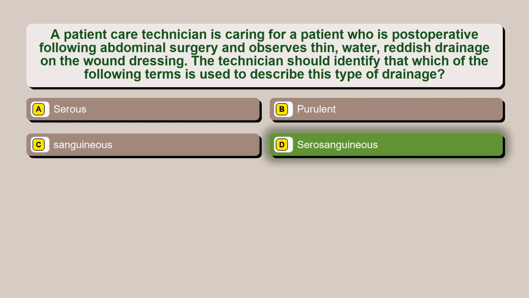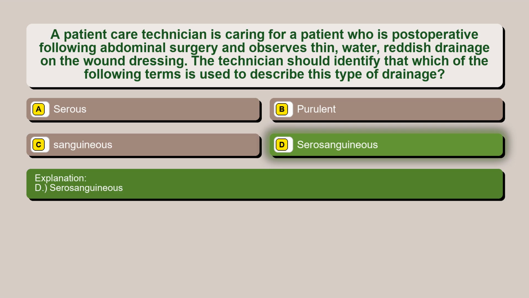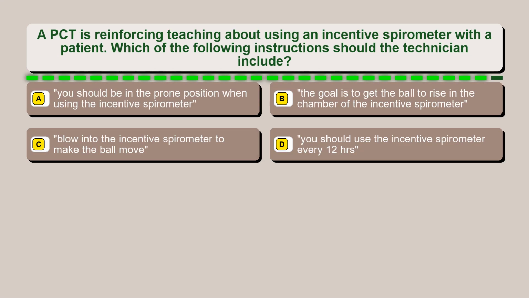The correct answer is option D, serosanguineous. D, serosanguineous. Question 64. A PCT is reinforcing teaching about using an incentive spirometer with a patient.